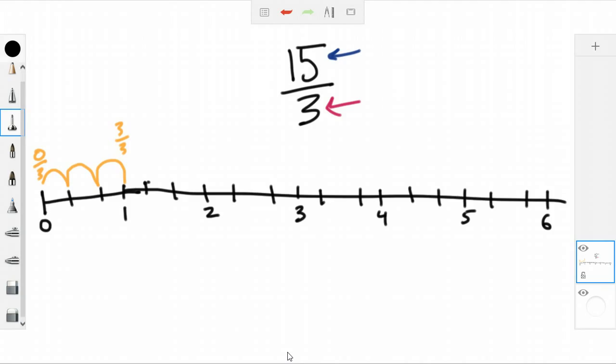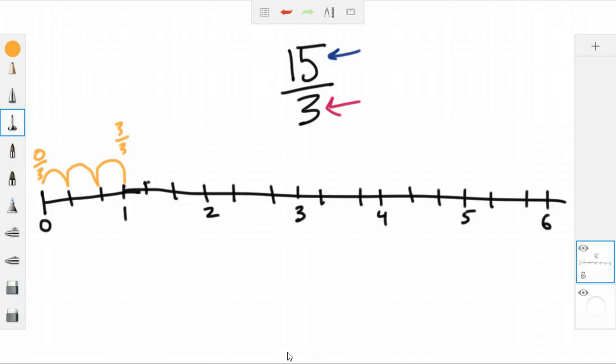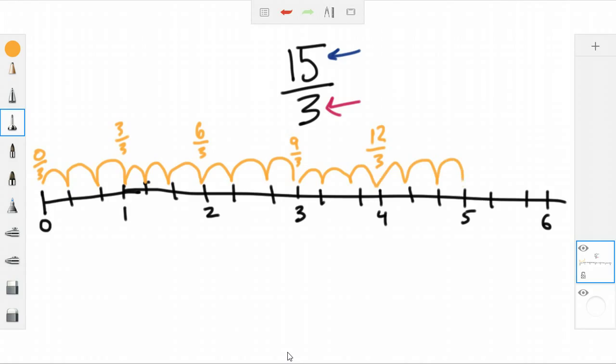Now I just need to count up 15 of those thirds. So let's keep going. So I had 1, 2, 3/3, 4/3, 5/3, 6/3, 7 thirds, 8 thirds, 9 thirds, 10 thirds, 11 thirds, 12 thirds, getting closer, 13 thirds, 14 thirds, 15 thirds.